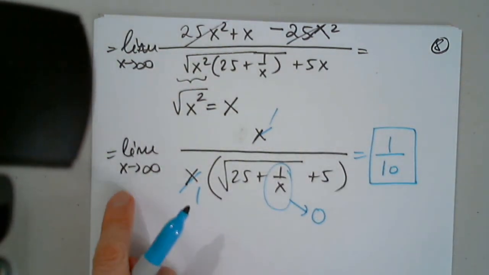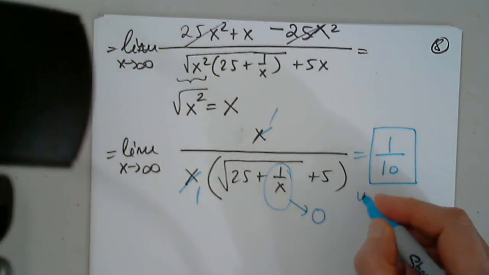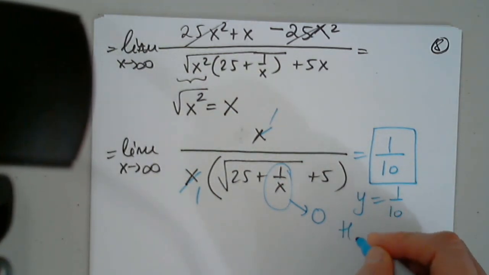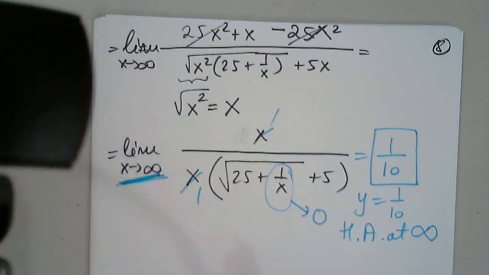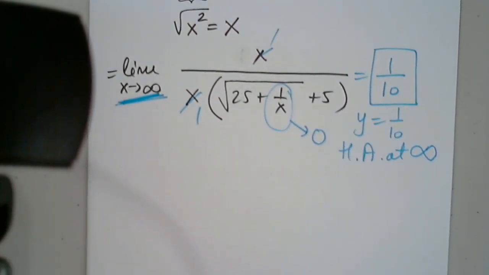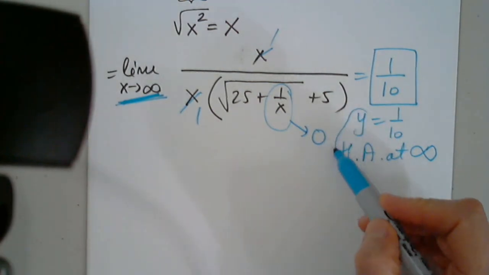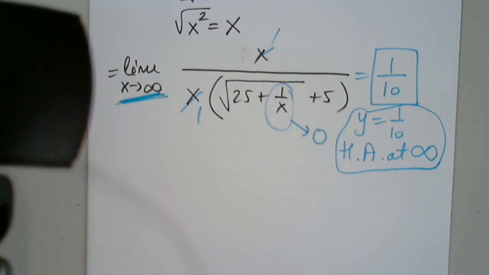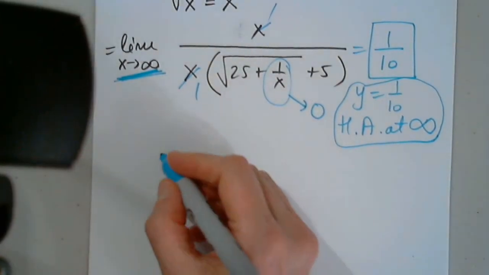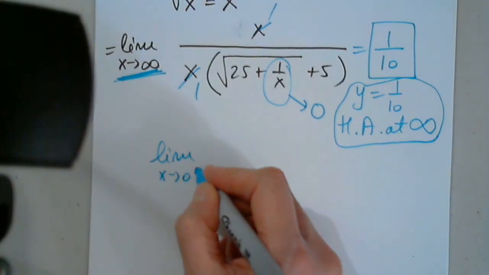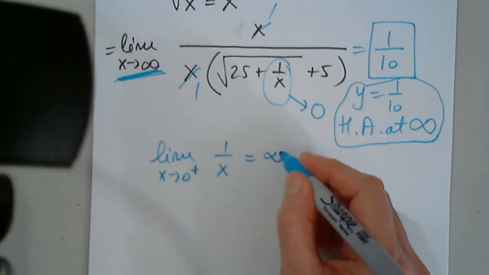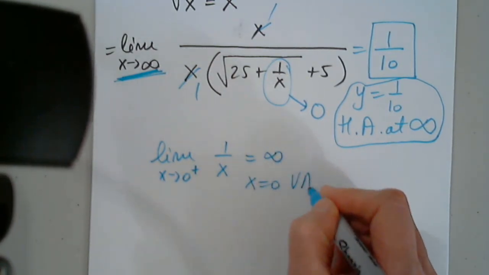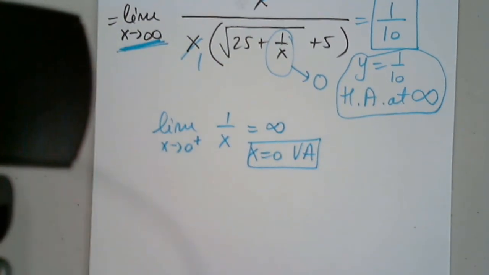I have to write, because I know when x approaches infinity, if I get a number, it means that y equals 1 over 10, horizontal asymptote at infinity. I have not checked what happens at negative infinity, even if there is an asymptote there. So I have to write this on the side. Like I have to write on the side if I have limit as x approaches 0 from the right of 1 over x, and because I get infinity, I have to write that x equals 0 is a vertical asymptote.